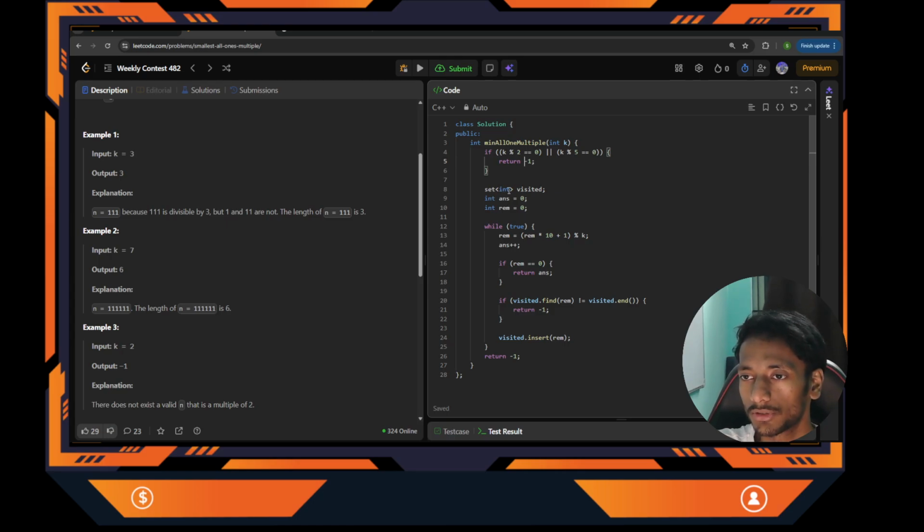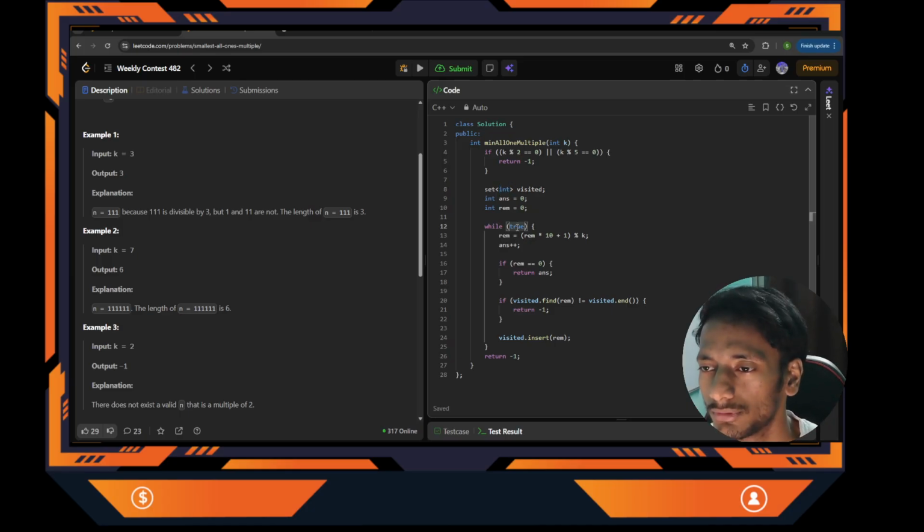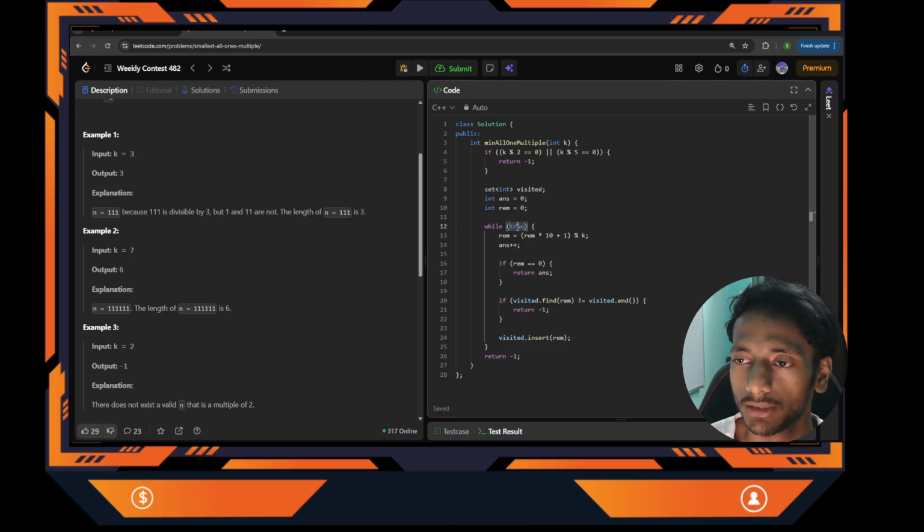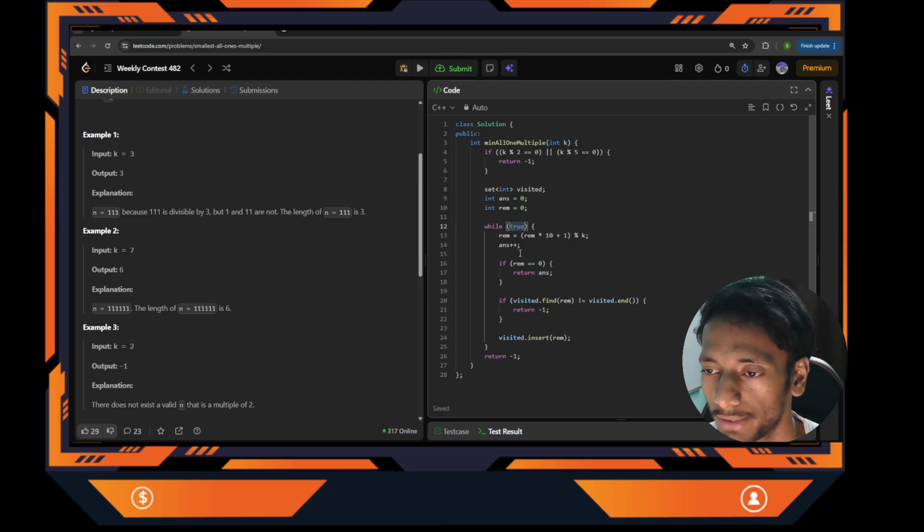So at that time I need one set to know whether this remainder I have already visited or not, meaning whether we are in a loop or not. If we have already visited this remainder, that means there is no possible answer, so I can stop there and return -1. So the answer is the current length, and remainder is the current remainder, initialized with 0. This set stores which remainders I have seen till now. While true, this is infinite, so I'll stop if I find a possible answer, or if there is no possible answer, I can break from here.